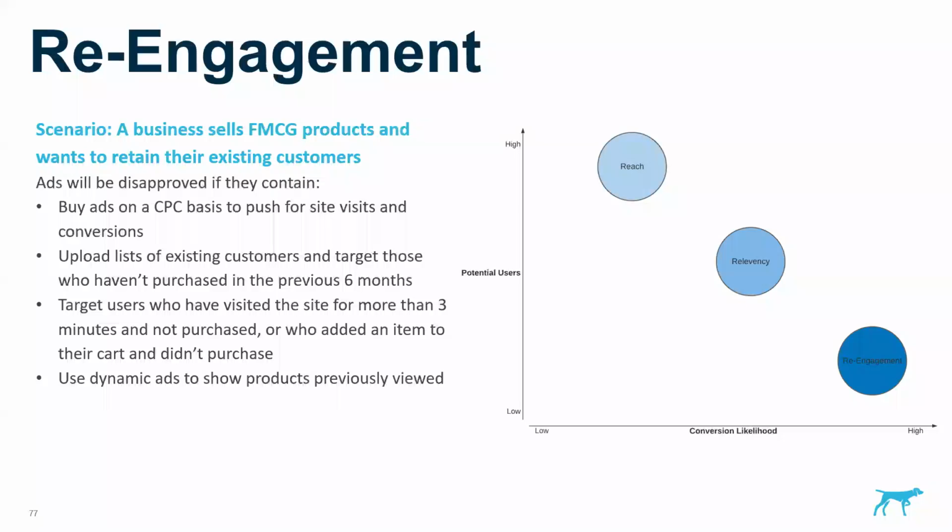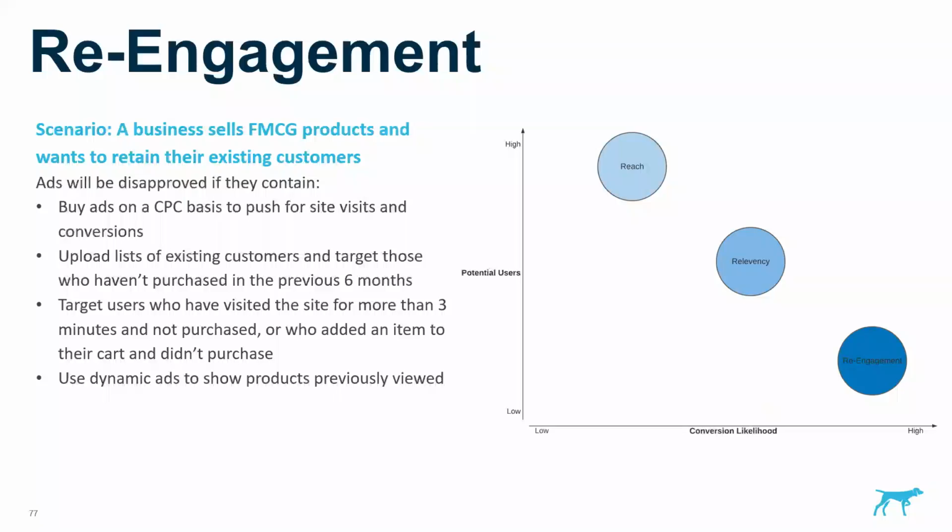No matter where these people might be browsing, whether Facebook or the news, they'll hopefully be served a display ad just to remind them that they've been on this website, they're interested, would they like to come back? And they can also use dynamic ads to show the specific products that have been viewed previously, just to really close the deal there.